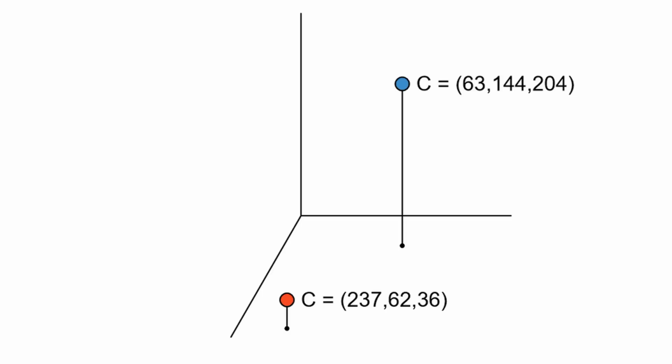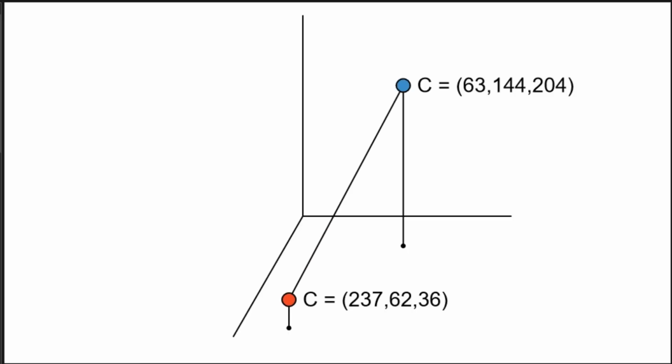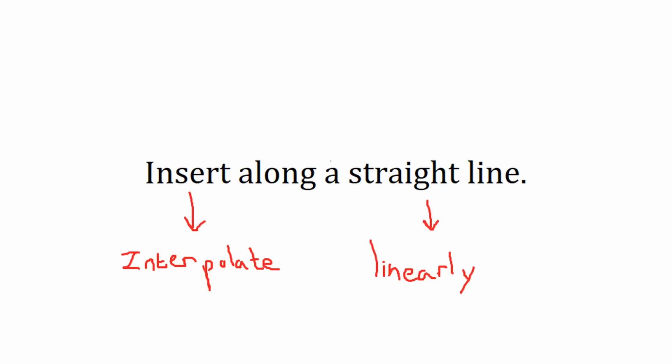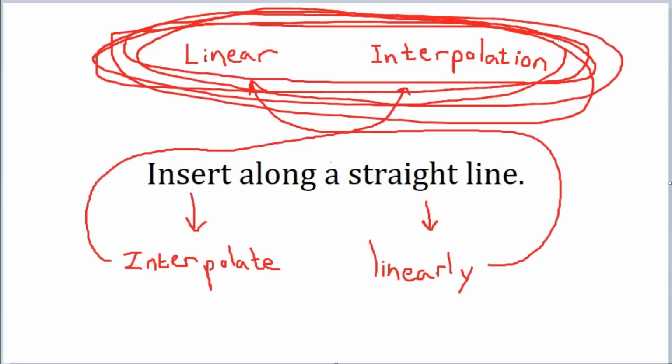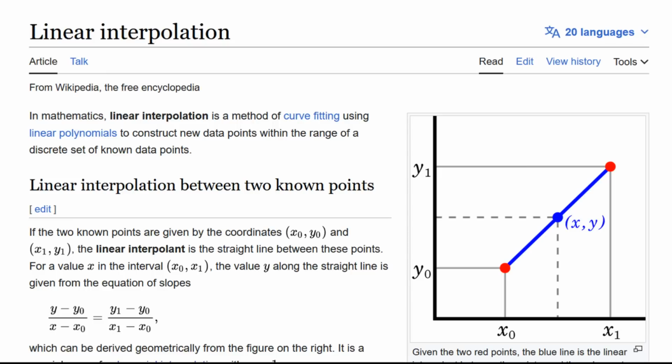Now back to our problem. We have 2 colors and we want to insert colors between them, according to our previous demands. Well, the most obvious path between 2 points is of course a straight line. So to sum up, we are looking for a way to insert colors along a straight line. Of course, linear interpolation is the answer. To any of you unaware, linear interpolation, or lerping, is a way of inserting points along a straight line, which is exactly what we need.